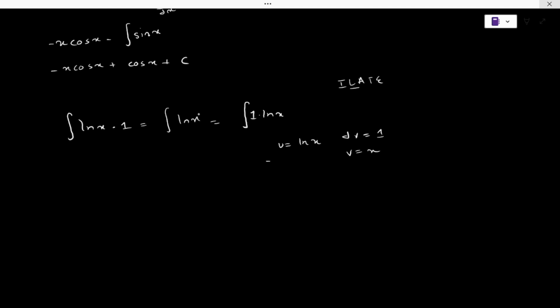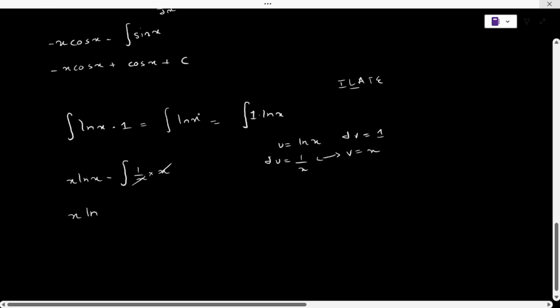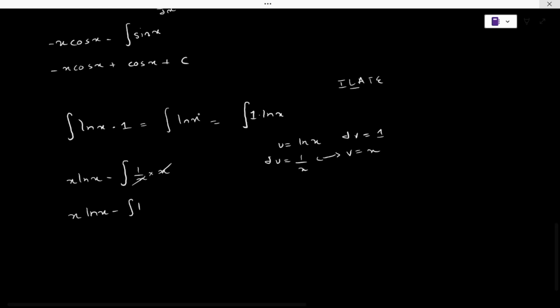The differential of ln x is 1 upon x. Rewriting this, we get u times v, which is ln x times x, minus the integral of 1 upon x times x. Both x cancel out and we get x times ln x minus the integral of 1. Since we are integrating with respect to x, we get x times ln x minus x plus c.